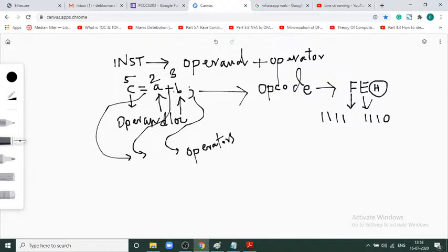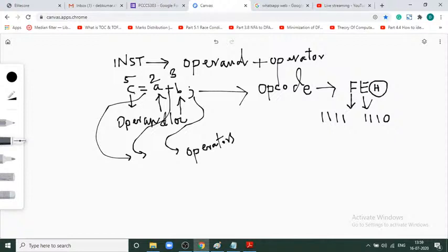By semicolon we are stopping this instruction. So this is a high level instruction that I have written. It requires some operands or operand locations, for example C, A, B. These are operand locations, and it requires some operators, for example equal to, plus, semicolon. These are all operators.